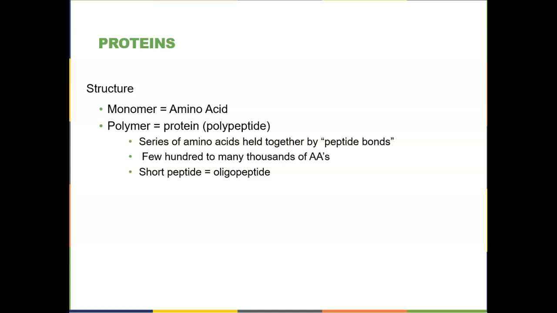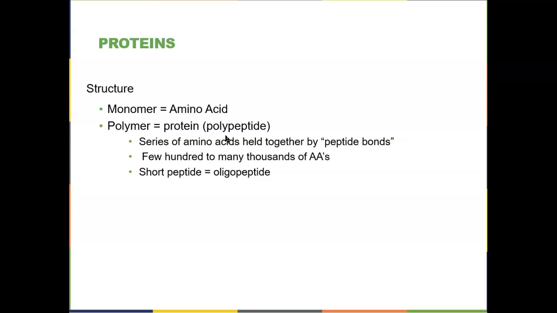Last but certainly not least is proteins. These do a lot of things and they have complicated structure, so this video is going to be longer than some of the others. So the monomer for proteins is an amino acid, and then the polymer is a polypeptide, which we will sometimes call a protein.